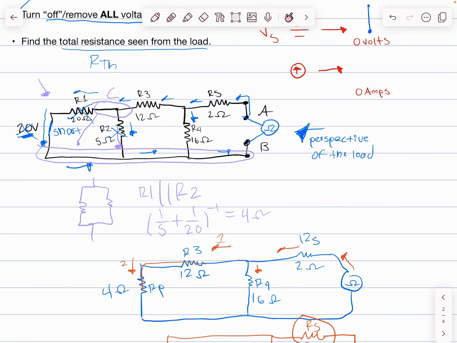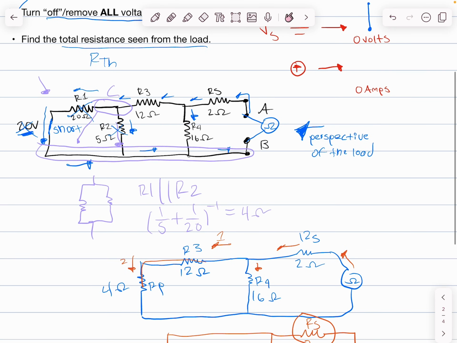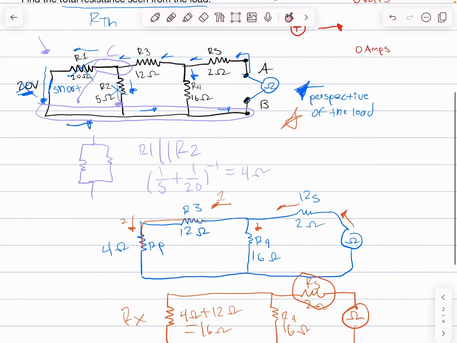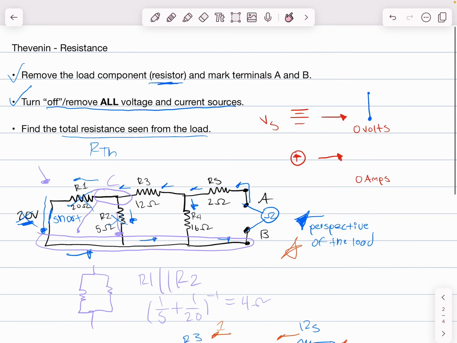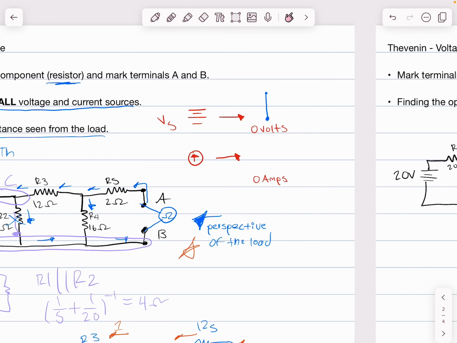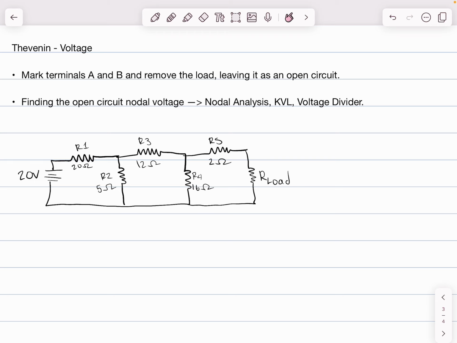Key parts about this process is remembering that I'm looking at the perspective of the load, and I remove my current and voltage sources. Okay? And now that I've finished my R Thevenin process, my other process, my V Thevenin process, is separate from it. So I have my same circuit again. I copy and pasted it from the previous slide, but I'm going to have to modify it before I do any analysis or solving on here.